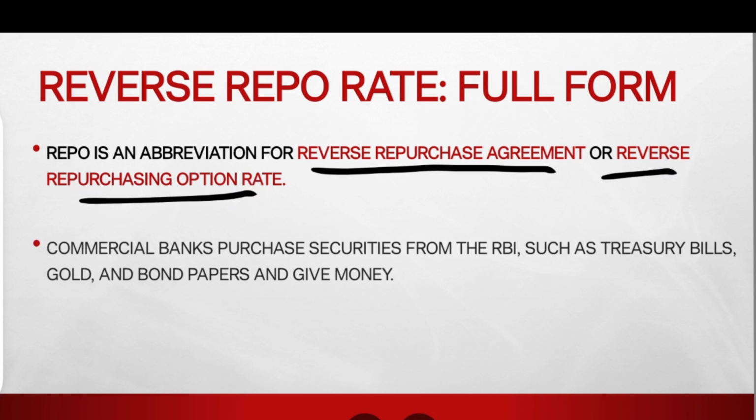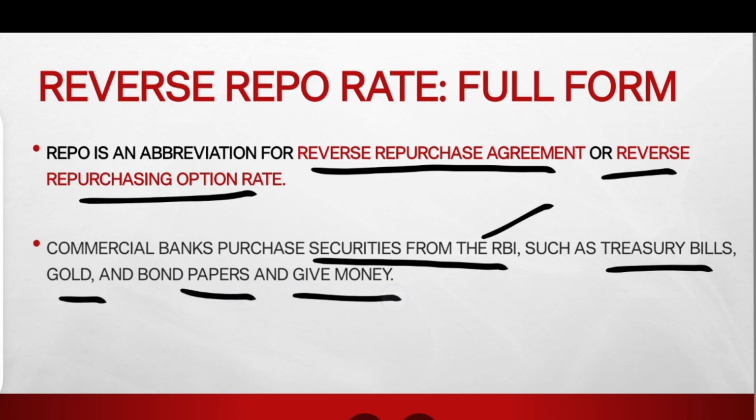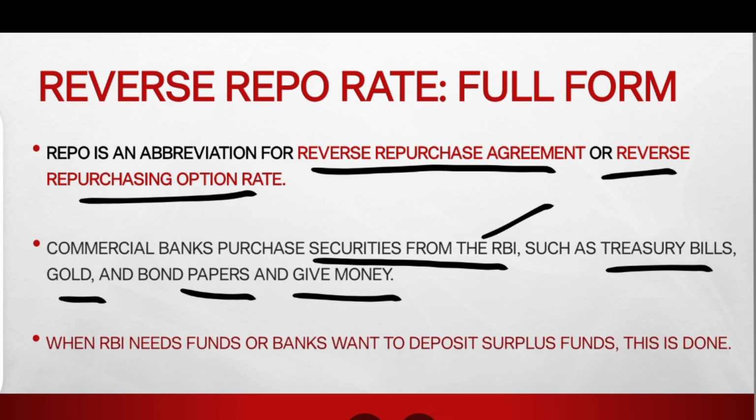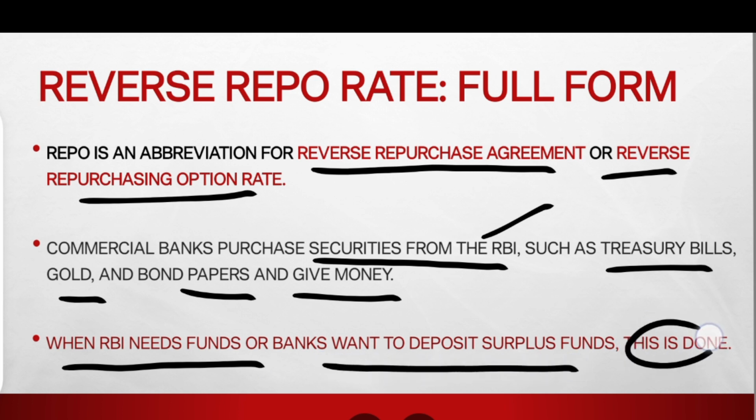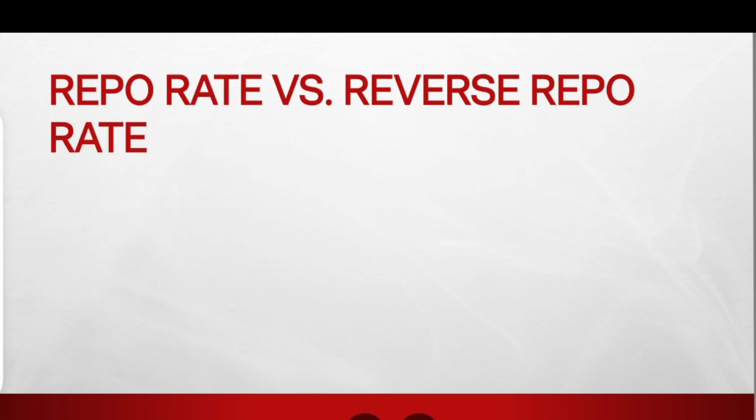Commercial banks will purchase securities from the Reserve Bank of India, for example treasury bills, gold bonds, and they will offer money to the Reserve Bank, for which they will be earning a rate of interest. So when RBI needs funds or when banks have surplus funds, this entire procedure is done and the rate is called reverse repo rate.